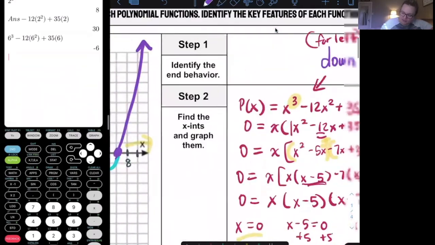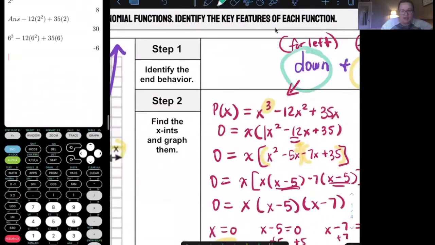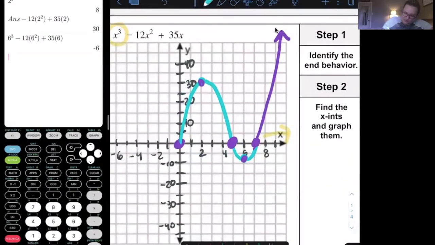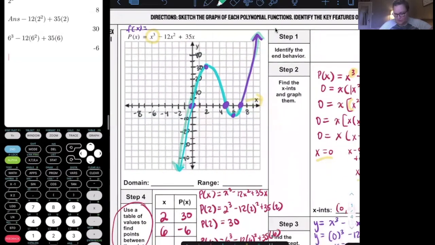Then off to the far left, our end behavior is down. So I know that my graph needs to decrease from that point. So I see a polynomial function start to form here. I decrease to the far left, I get to this turning point, and then I increase. There we go. We've graphed our first polynomial function of degree 3.